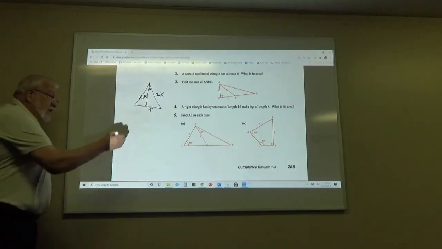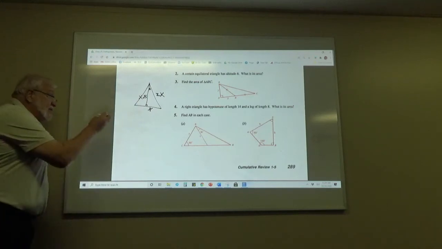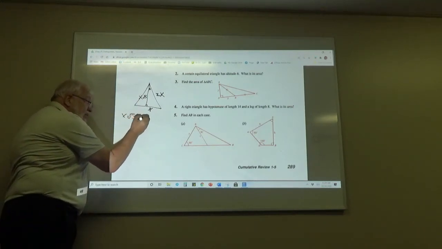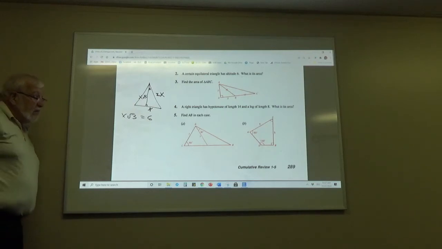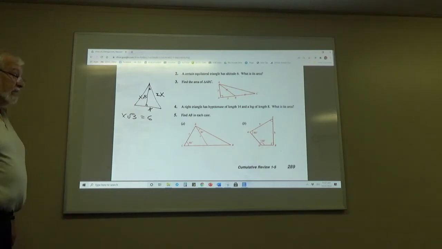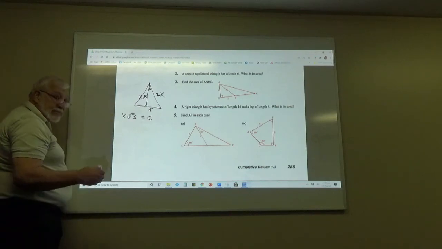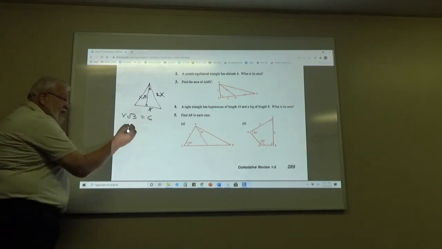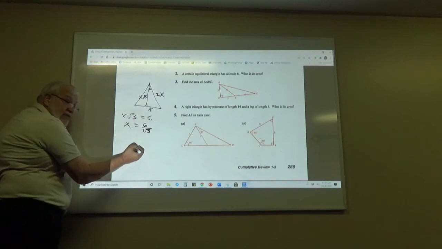See how that goes? If this is x, this is 2x, and this is x times the square root of 3. Now, what they said was x times the square root of 3 equals 6, and they want to know what x is, so that we can find the area. All right, find the area. So, what does x equal? What do I have to do to get x by itself? Isolate it. All right, divide by square root of 3.